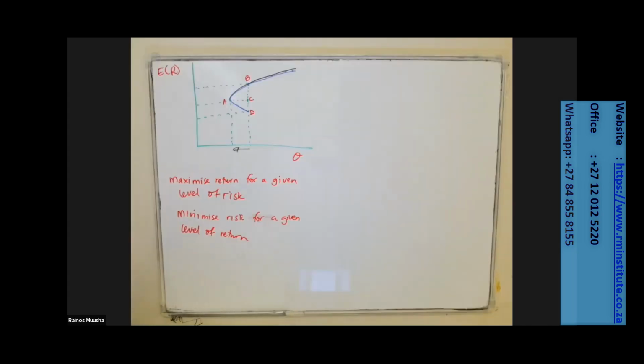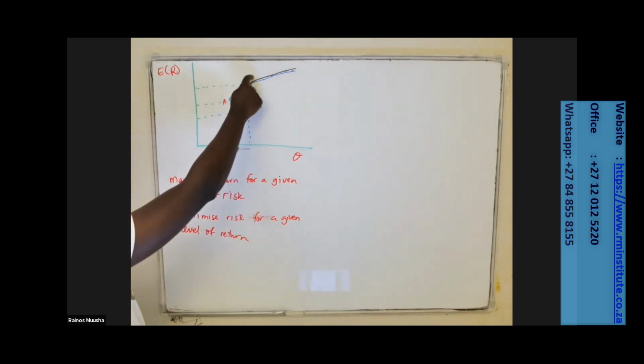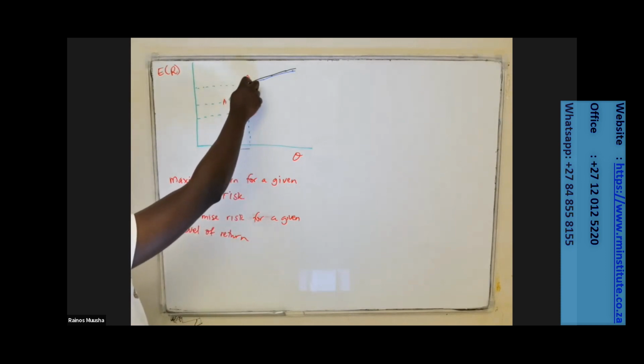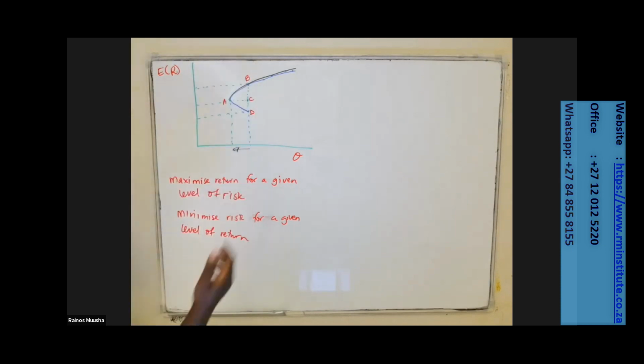It's not going to be on the efficient frontier, mainly because you are better off investing in portfolio B than D. Why? Because for portfolio B, for the same amount of risk, portfolio B is giving you the highest return.